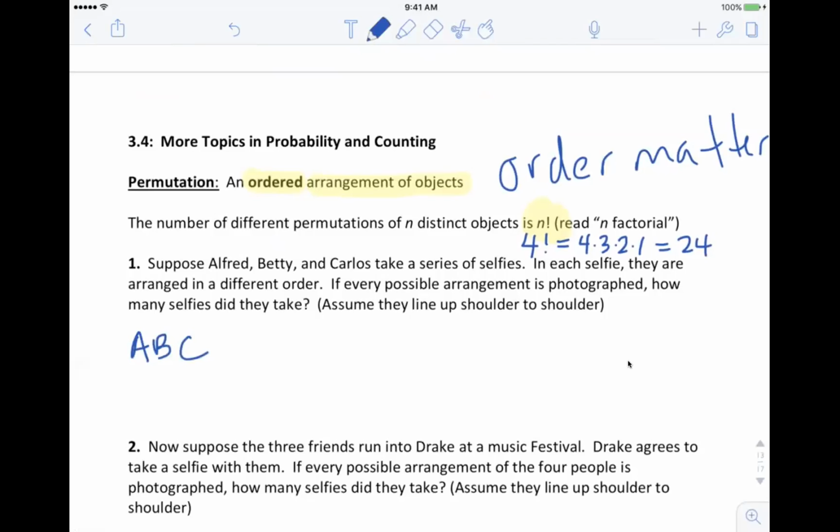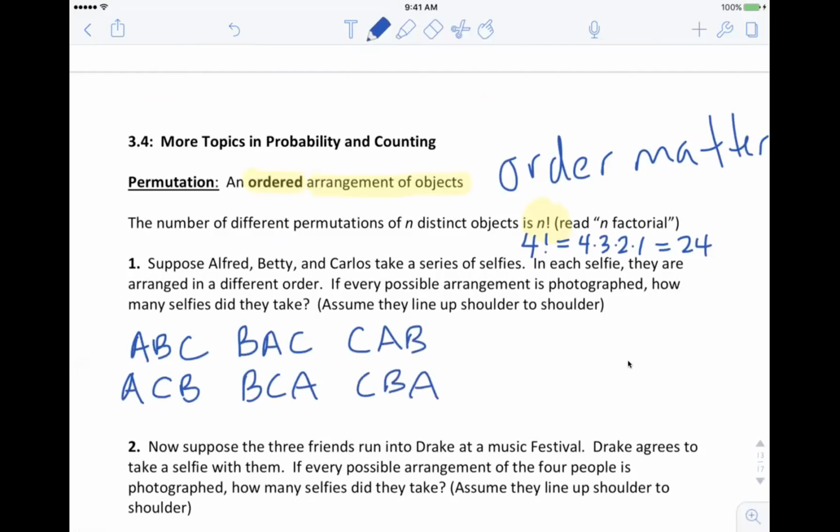The next one I think of is leave Alfred where he is and switch around Carlos and Betty, right? And this is now all the permutations where Alfred is on the left. Now, we can do Betty on the left. So BAC, or B, switch them around, CA. That's all the combinations with Betty on the left. Finally, we need Carlos on the left. That would be a CAB, CBA. And those are the 6 permutations.